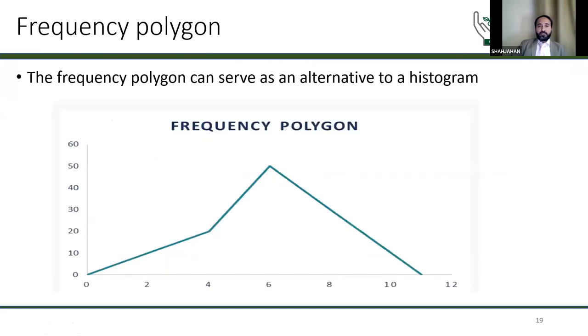The other one is the frequency polygon. This is a simple graph. When we discuss data analysis, I will explain it there. This is just increasing the frequency. You can see it like a histogram.